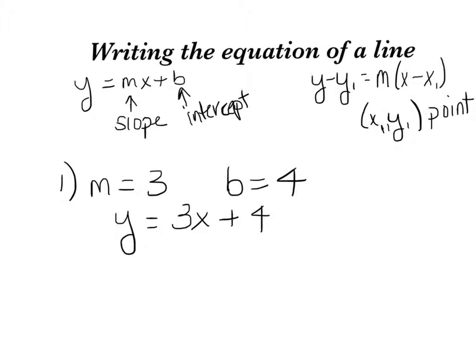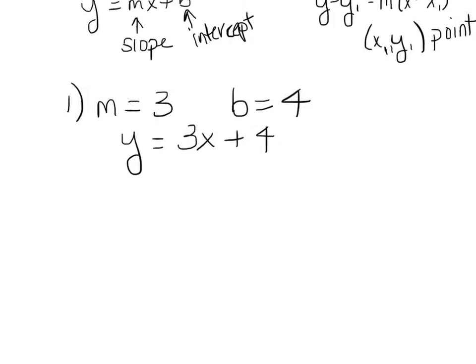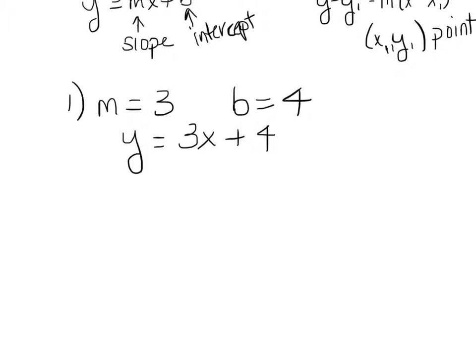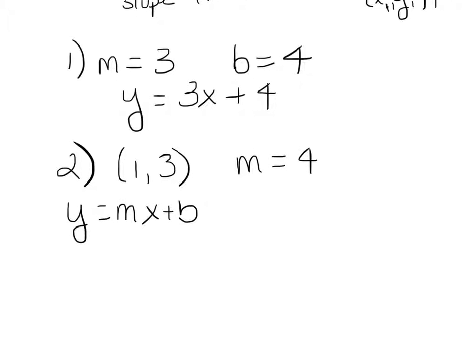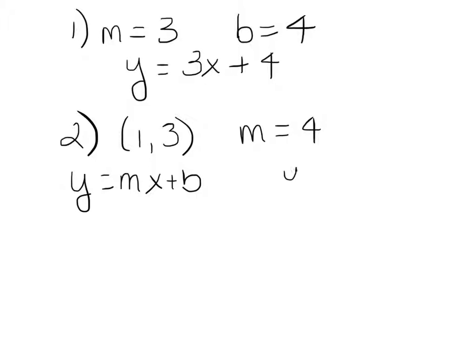The next form that we're going to look at is if we are given a point and the slope. So if we have the point (1, 3) and the slope of 4, we can again write y equals mx plus b form, or we would be able to write our point-slope form, y minus y1 equals m times x minus x1. Now, I'm going to show you both methods.